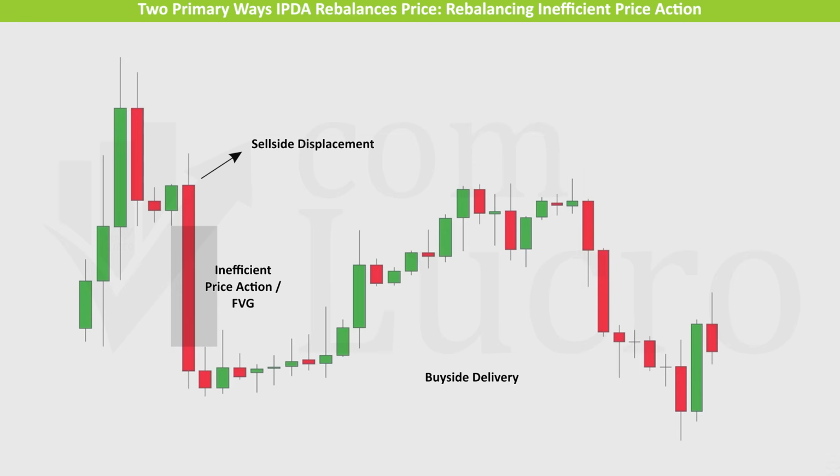The algorithm often produces inefficient movement and temporary disequilibrium in the market, where price travels in an imbalanced way. The market then works to resolve these inefficiencies by returning to those areas, filling the gaps, and restoring equilibrium. This ongoing cycle of imbalance and rebalancing is a core characteristic of price movement, creating opportunities for traders who recognize these inefficiencies and anticipate the rebalancing process.